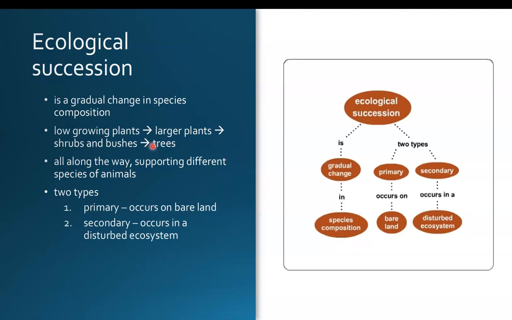All along the way, of course, you'll have all the species of animals that can be supported in that type of environment as well. There are two types of ecological succession. One is called primary and the second is called secondary. Primary succession occurs on bare land. Secondary succession occurs in a disturbed ecosystem, and we're going to go through both kinds.